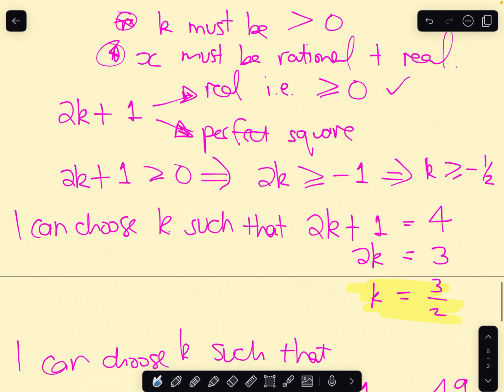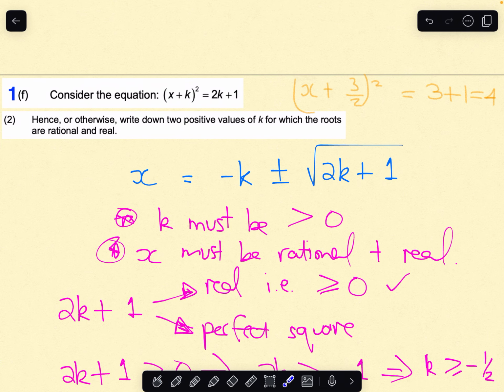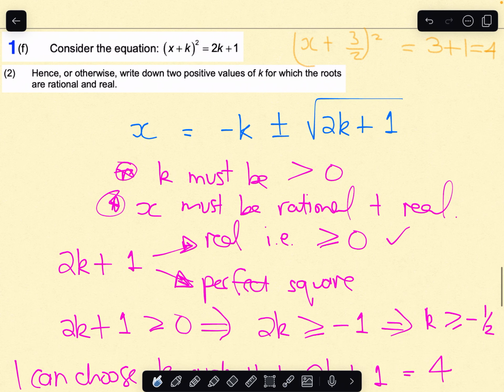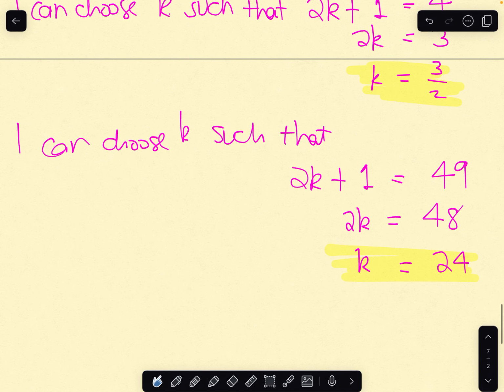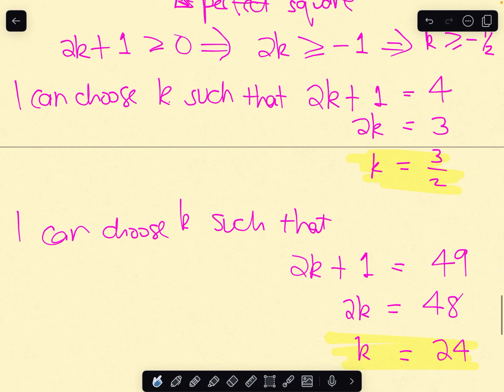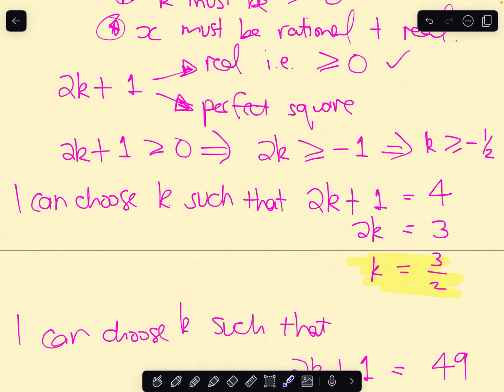So let's see how the equation would look. It would be x plus 24 squared is equal to 2 times 24, which is 48, plus 1, which is 49. So you'd end up with x plus 24 squared is equal to 49. And again, you take the square root on both sides. Square root of 49 is 7, and then you'd minus the 24, so again you would end up with real rational roots, and your k would be a number that's greater than 0, so then happy days. So really the choices are limitless, because you could choose any square as long as the k is greater than 0.